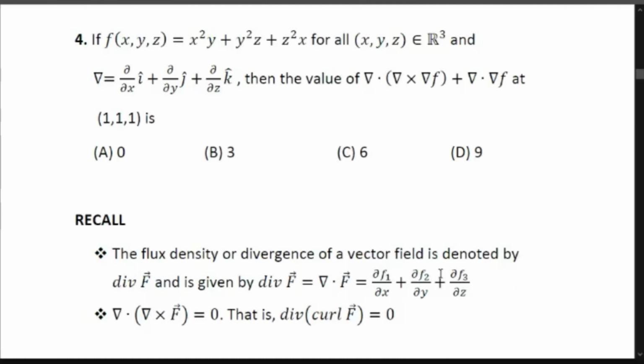So find out the value of del dot del cross del f plus del dot del f. Then after that, you just supply the value for x, y, and z as 1, 1, 1. So you will get the value. Yes, sir. I will try it, sir. Okay, right.